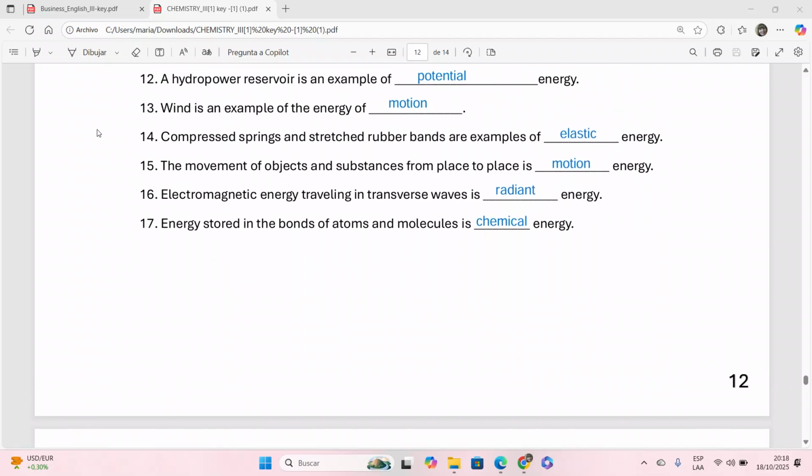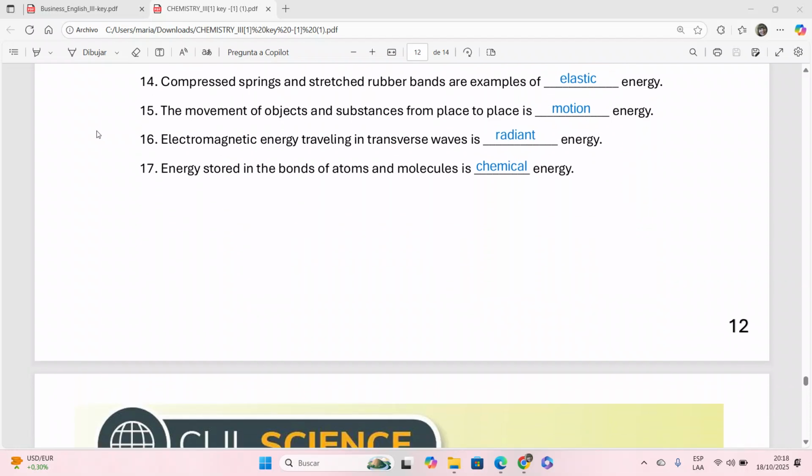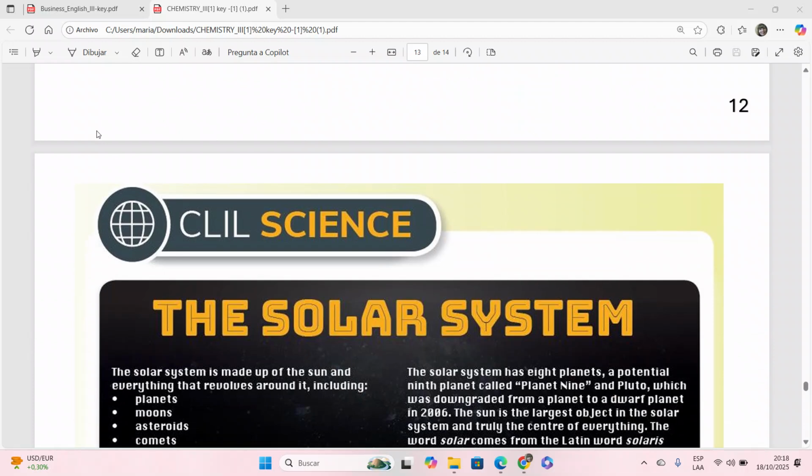13. Wind is an example of the energy of motion. 14. The compressed spring and stretched rubber bands are examples of elastic energy. 15. The movement of objects and substances from place to place is motion energy. 16. Electromagnetic energy traveling in transverse waves is radiant energy. 17. Energy stored in the bonds of atoms and molecules is chemical energy.